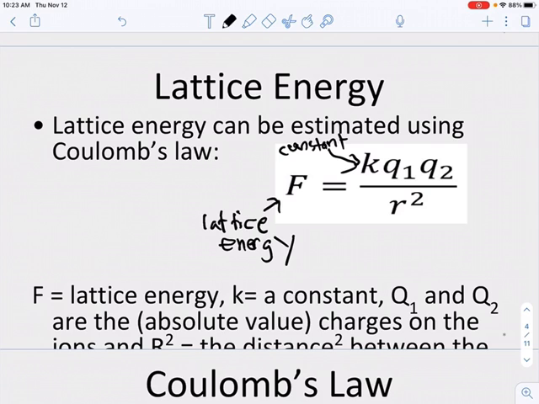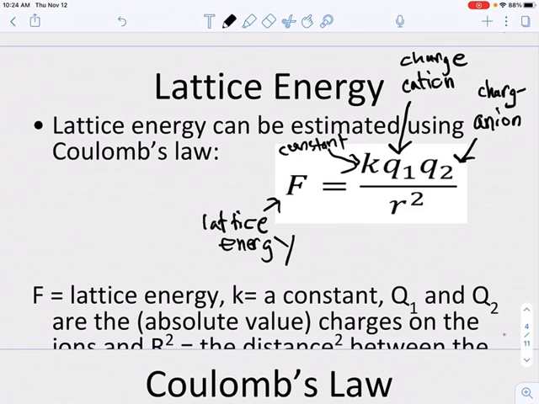Last unit, Q1 and Q2 were the charge of the nucleus and the charge of an electron. Now they're the charge of our ions. Remember, we're talking about ionic compounds made of cations and anions. And Q1 and Q2 are their actual charges. So if it's a +1 cation, Q1 would be +1. If it's a -2 anion, Q1 would be -2. So there are the actual charges. And then R is the distance between the charges. And the larger your atoms are, the greater that distance gets.